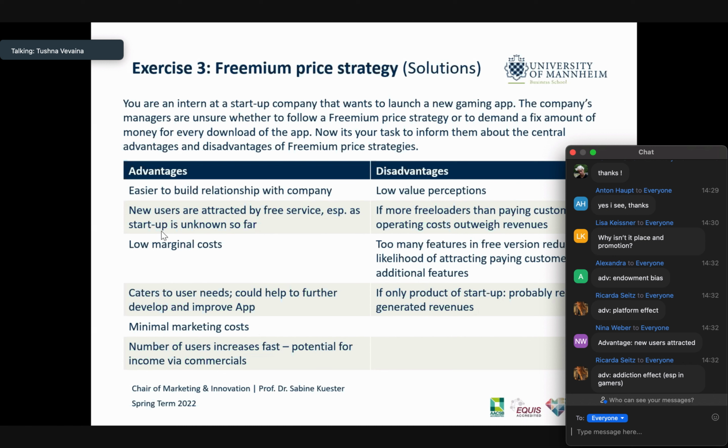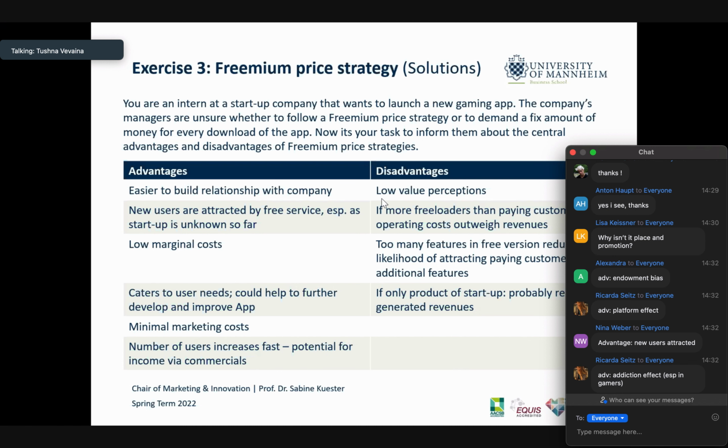You also would have low marginal costs. Now, a question came up yesterday about what these marginal costs are. For example, to add one user is not going to be very expensive in a freemium model. For a gaming app, for example, you have 100 users versus 120 users. It's not going to be too expensive for the company to cater to even 20% extra. You have minimal marketing costs, and it's easy to build a relationship with the company with this particular gaming app and your users.